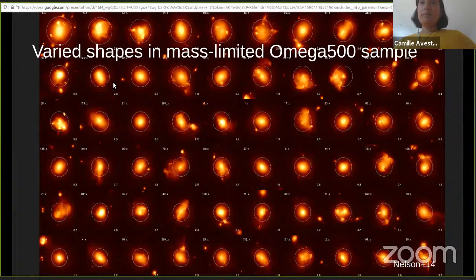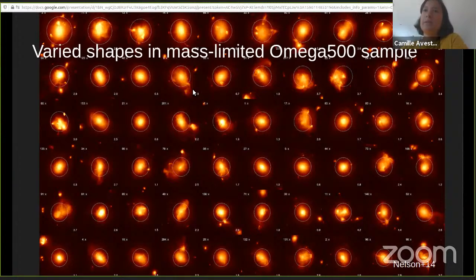So looking at the variety of shapes, we need some kind of a simulation with a number of clusters, and some specified selection criteria, to understand exactly what is going on when we use shape as a proxy for relaxedness, or use that to tie into some other observable mass relation. So I'm going to show you some results as a case study from the Omega 500 sample. I think I mentioned this before. This is the same sample from which those first two clusters in the very beginning were derived.